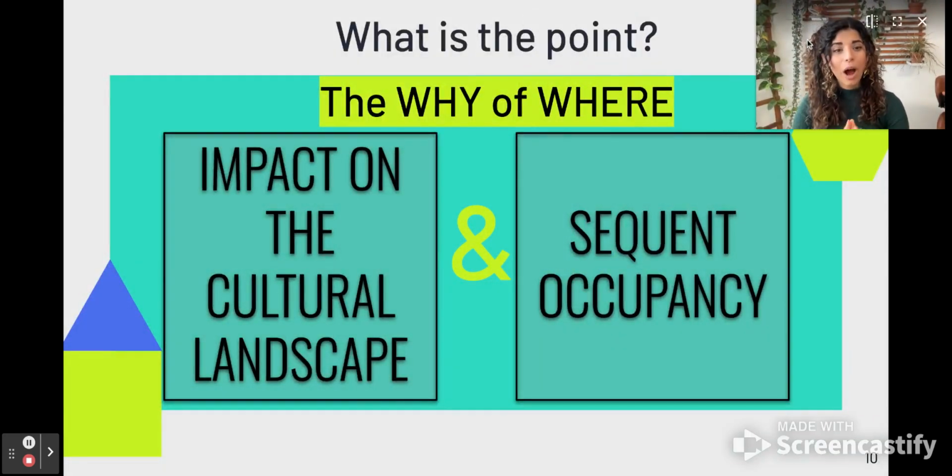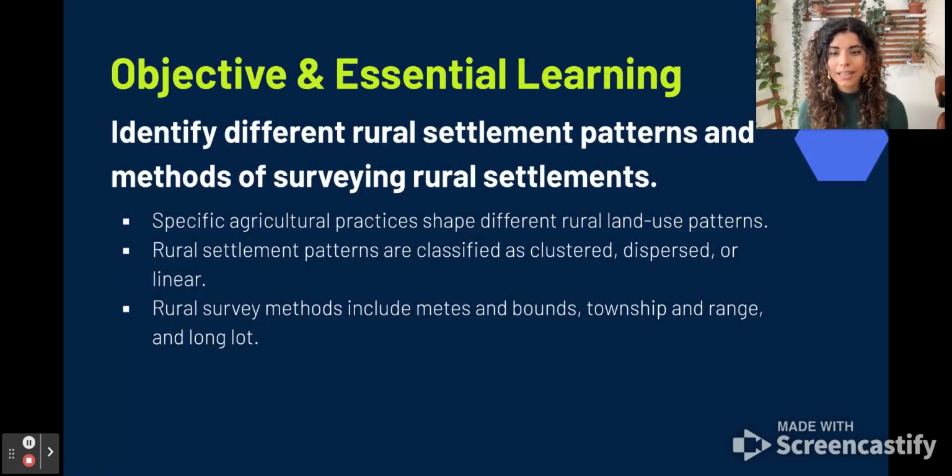What is the point? The why of the where. In terms of why and where these various types of survey methods exist and have come to be, they have surrounded these ideas of the impact on the cultural landscape, as well as this idea of sequent occupancy. Depending on what was there before, other cultures and people will come in and continue to maybe use some of those elements, but also make some of their own changes and make their own marks. So again, this is the objective and essential learning.